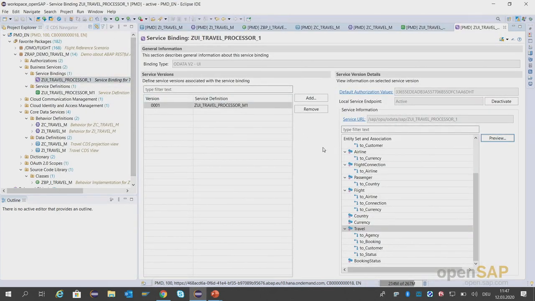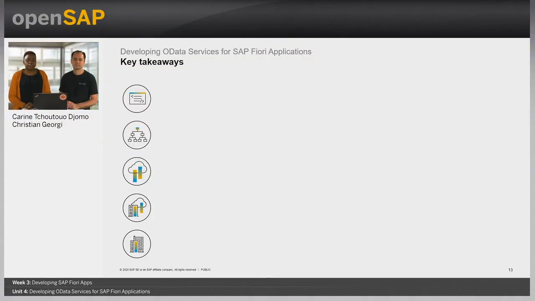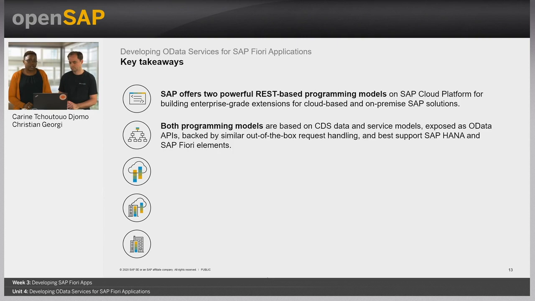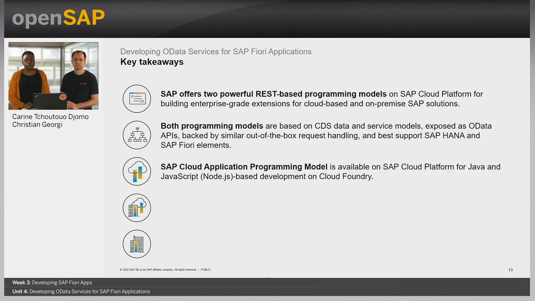That's it for the demo. The key takeaways of this unit are: SAP offers two powerful REST-based programming models on SAP Cloud Platform for building enterprise extensions for cloud-based and on-premise SAP solutions. Both programming models are based on CDS data and service model, exposed as OData APIs, backed by similar out-of-the-box request handling, and best support SAP HANA and SAP Fiori elements.